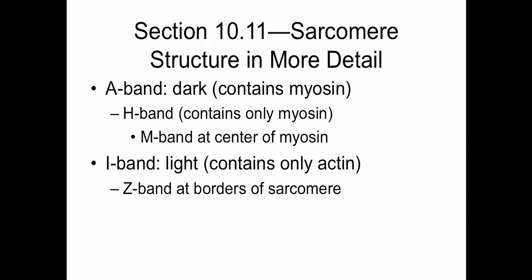Now we will look at the sarcomere structure in more detail. The letters A in A band and I in I band stand for anisotropic and isotropic. These are simply terms that are used to describe how light is refracted.